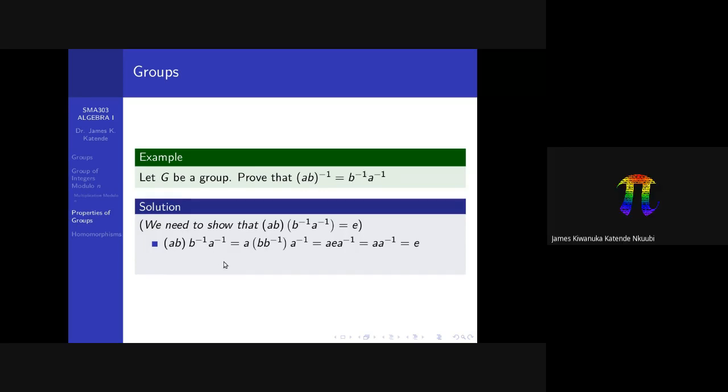Okay. Now it's making sense. It's telling me that this thing must be the inverse of AB, because when I multiply it by AB, I get the identity. Again, this follows from the assumption that the inverse in a group is unique. So if you find anything that behaves like the inverse, it must be the inverse.